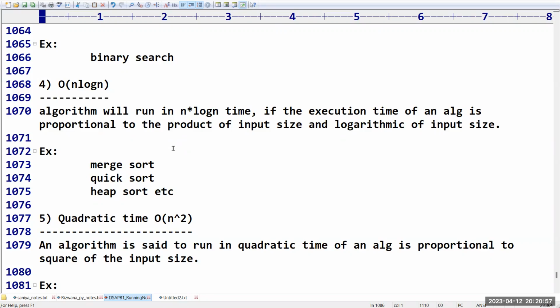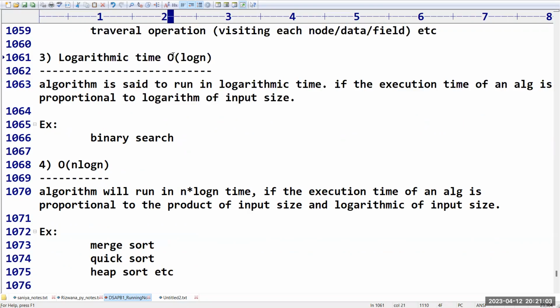See here, suppose I am developing an algorithm. One algorithm is taking big O of log n time, and the other algorithm is taking big O of n log n time. Can you please tell me which is efficient, big O of log n or big O of n log n? Big O of log n. Yes, that's all. This algorithm is going to give the best performance with respect to time and space.